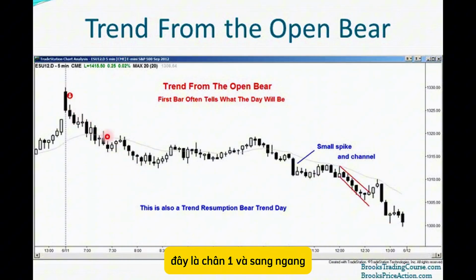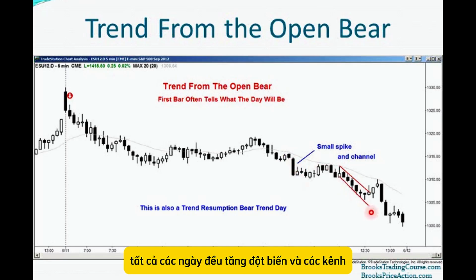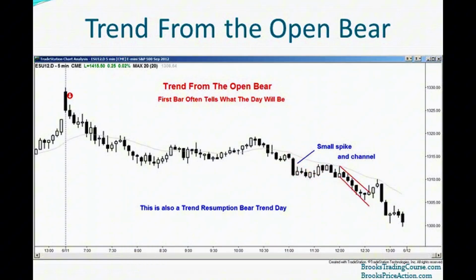Here's leg 1, and then sideways, and leg 2 fell for about the same number of points as occurred during leg 1. And within this channel, there's also a spike and channel. All days have spike and channels, all trend days. In fact, all days have spike and channels occurring at some point during the day.